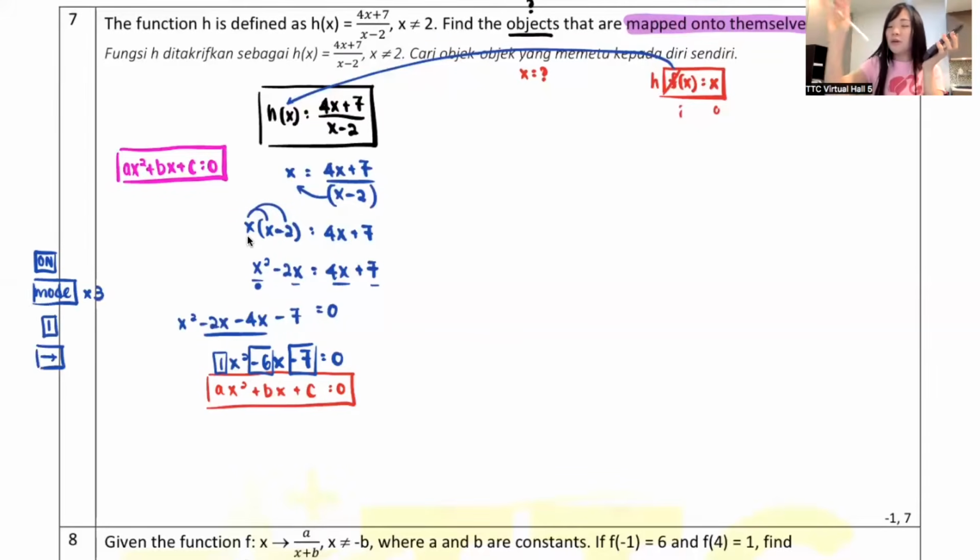I repeat, mode 1, right side 2. Then next is 2. Then now they will ask you the ABC.